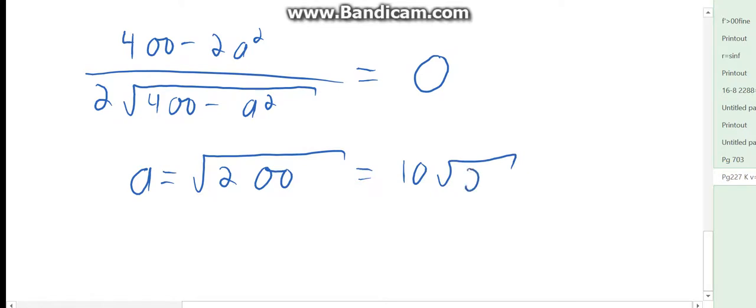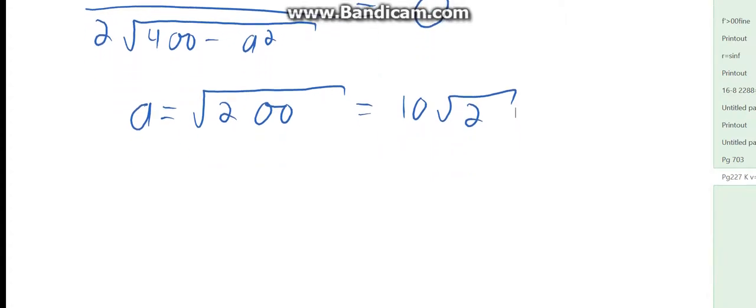And 10 root 2 is about what number? Anybody want to take a guess at that one? 16. 14. Yeah, root 2 is like 1.4 or something. Okay, so 10 root 2 is about 14. And we're going to make a number line with that number.